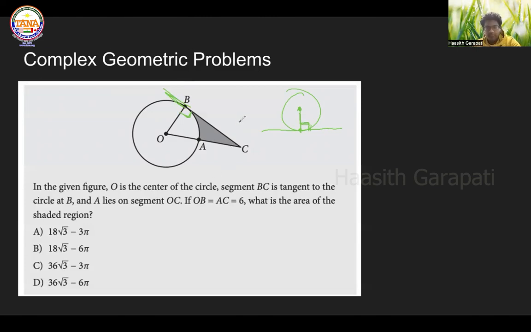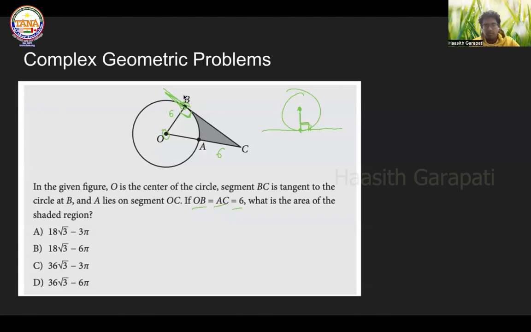Now, okay, what's the next bit of information to give? OB is equal to AC, which is equal to 6. So, okay, OB is equal to 6, AC is equal to 6. Now, you might not have noticed this, but you see how OB starts from the center and it goes to the edge? Doesn't that mean it's kind of a radial length? Like, this is literally the radius, right?